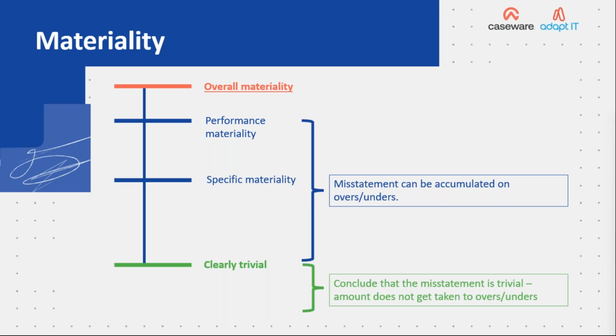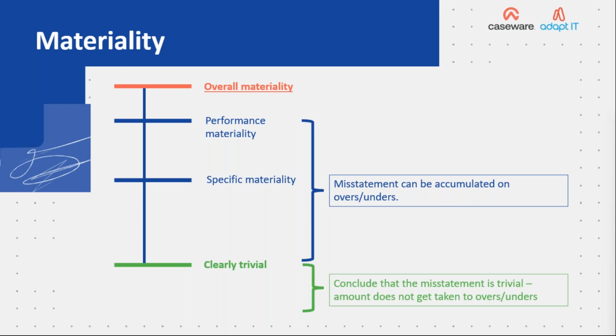That error, process it in the accounts. If this misstatement was over performance, in our case, it's 50,000, performance is 800,000 Rand. If that error was above performance or specific materiality, then we would accumulate it on overs and unders. Just taking you time to take in what we've discussed.